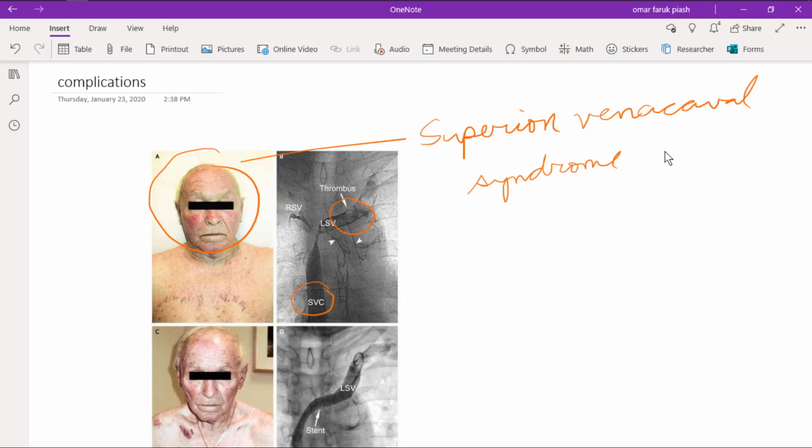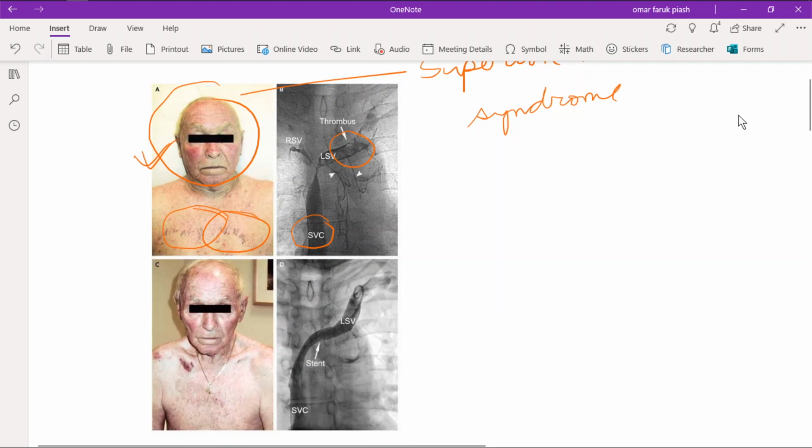Look at the patient. There is facial plethora. You can see the blanching. In the second picture, we have put a stent over here, and that's why the obstruction is relieved, and the superior vena cava obstruction is obliterated by putting that stent. In superior vena cava syndrome, it may present with JVD distension.